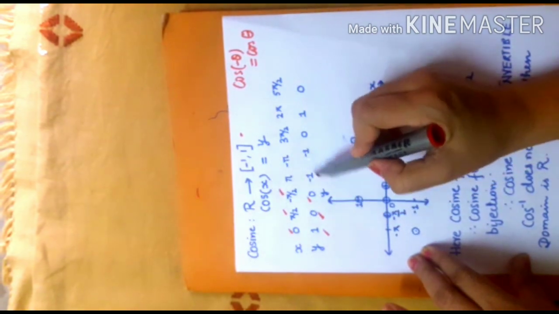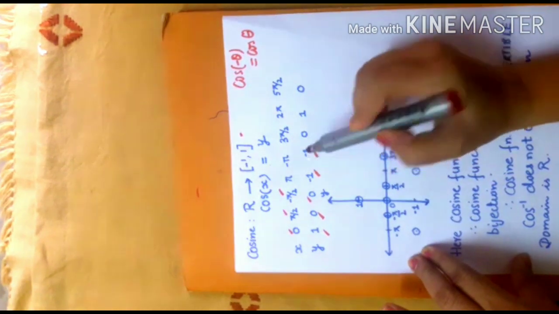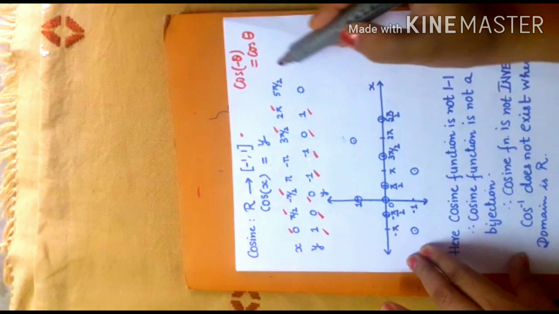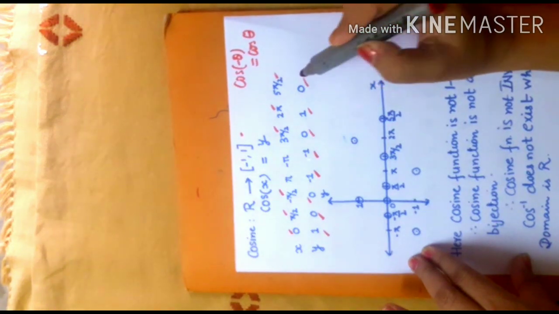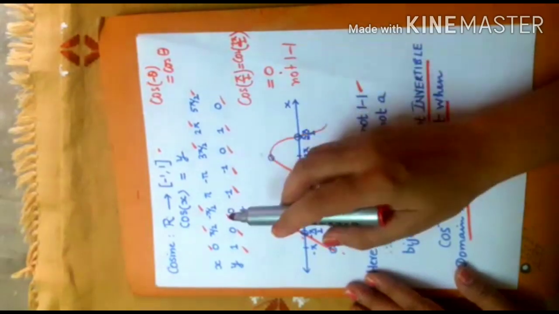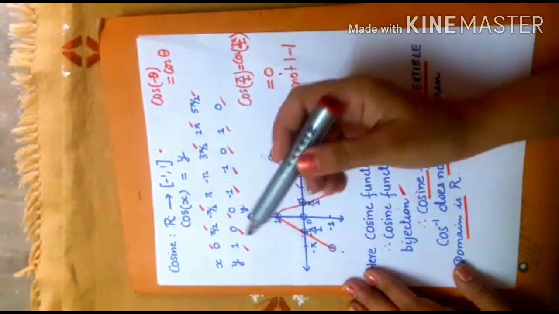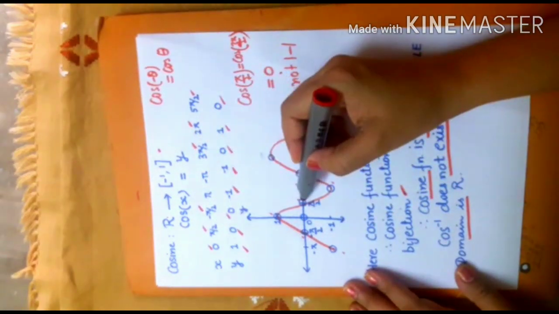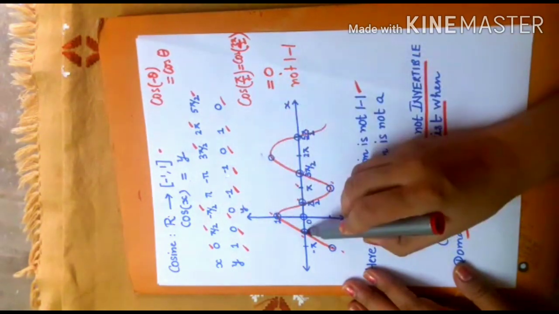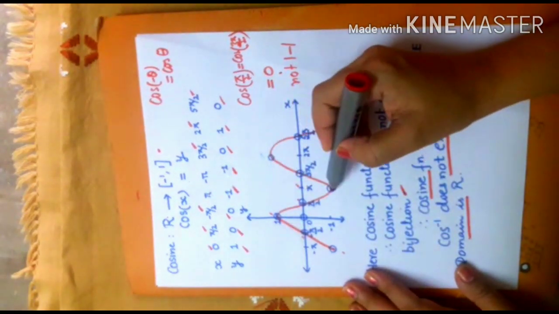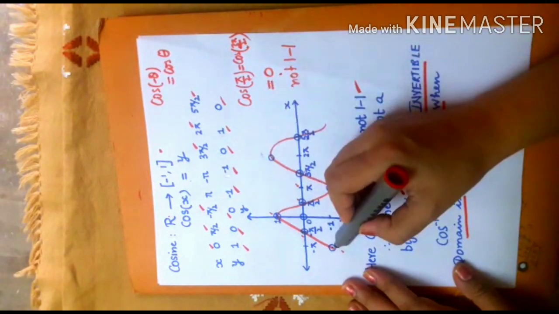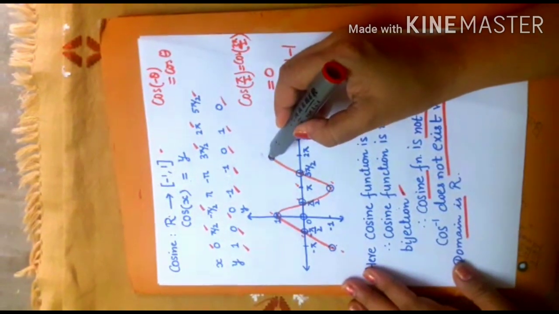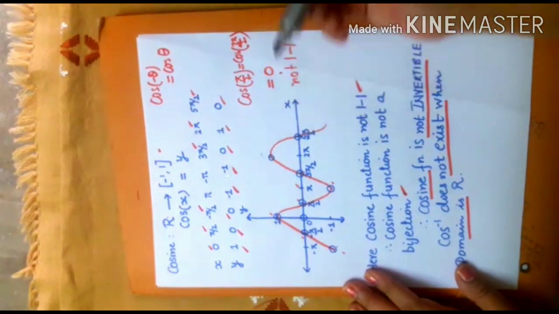Cos of pi is minus 1, cos of minus pi will be again minus 1, cos 3 pi by 2 will be 0, cos 2 pi is 1, cos 5 pi by 2 is 0. Now let's plot these points on the graph paper. First point is 0, 1, which is here. Next is pi by 2, 0 here, minus pi by 2, 0 here, pi, minus 1 here, minus pi, minus 1 here, 3 pi by 2, 0 here, 2 pi, 1 here, and 5 pi by 2, 0.